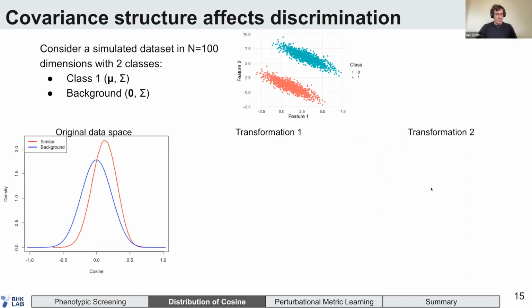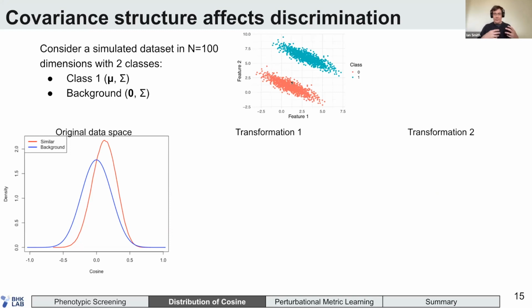So to provide a little bit of motivation for why we care about this, I want to highlight how the covariance structure of data can affect discrimination. So consider a simulated data set. This was just an in silico experiment where you have a 100-dimensional space and you have two classes. So class 1 has some mean and covariance structure, and there's some background distribution, which is mean 0 and the same covariance structure. And this cartoon depicts what this might look like, where you have this one class in blue and this background distribution in red.